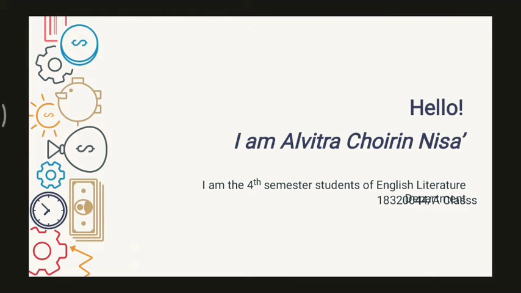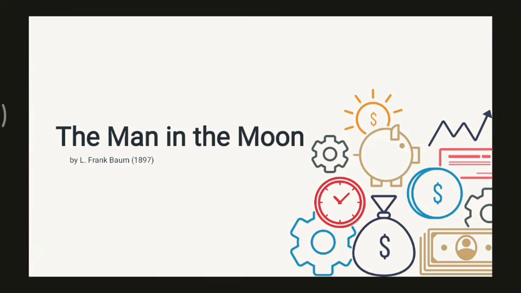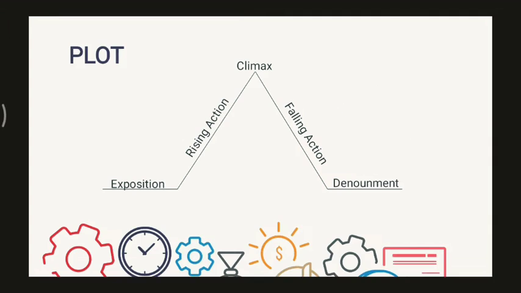I'm a fourth semester student of the English Literature Department, A class, Islamic University of Maulana Malik Ibrahim Malang. Here, I want to share my analysis of the story titled The Man in the Moon by Baum, which was published in 1897. So let's start with the plot.